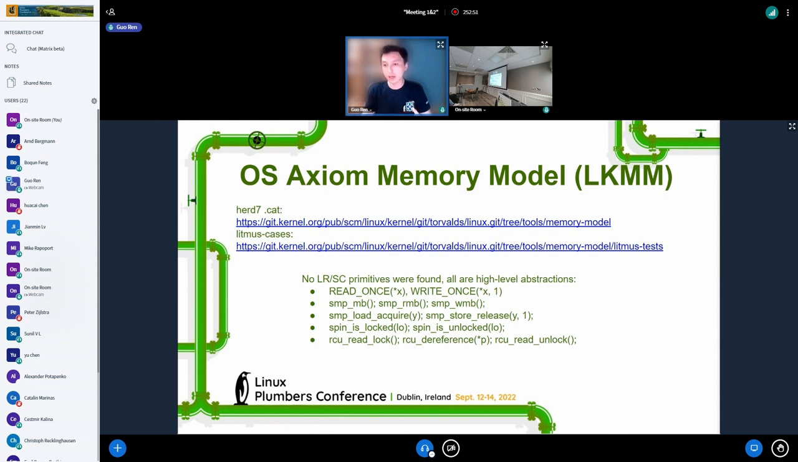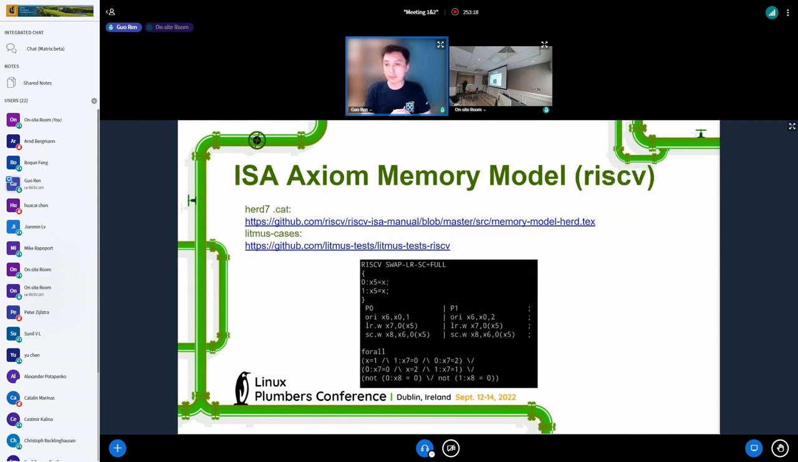The herd statement gives out a lot of states, and you can run it on the machine and see what's happening. What I say here is that there is no semantics I can reference, but I can find that in the ISA memory model, and I choose a simple one, the load reserve documentation. Actually, memory model is a very large topic today. We don't talk more about the memory model.